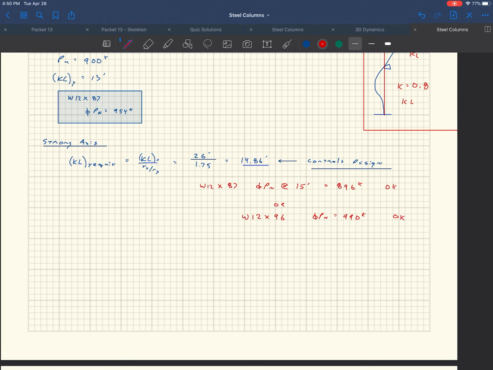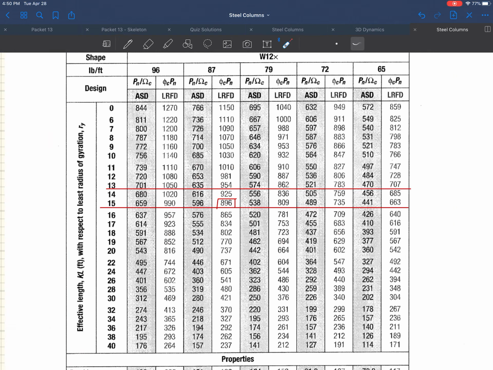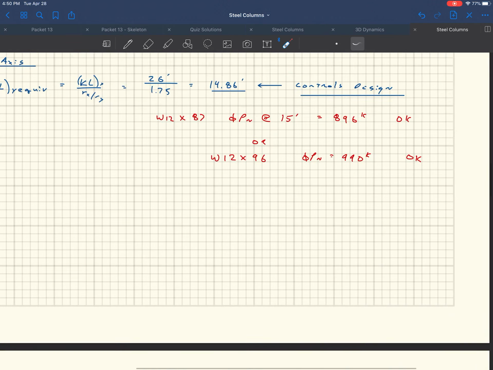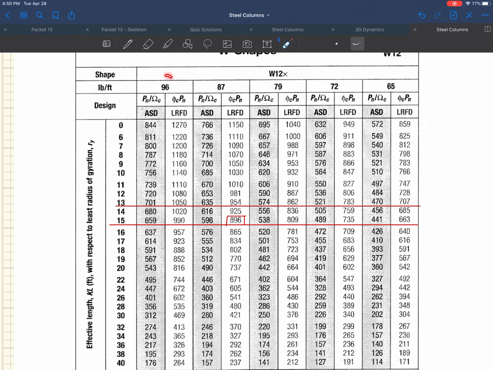Okay, that too would be okay, right? And so where did I get that? Well, that would be just the next number over for 15 feet. φPn is equal to 990 for a W12 by 96.